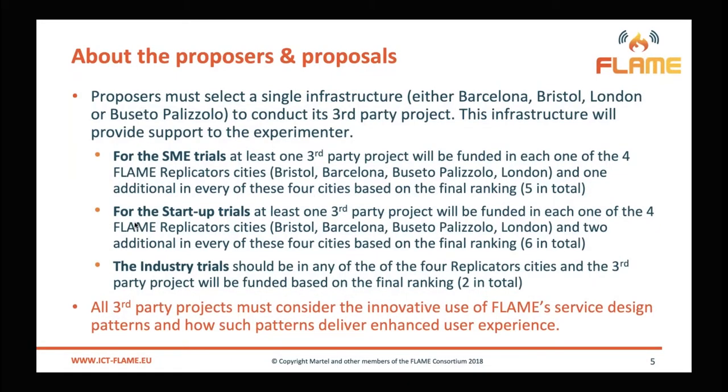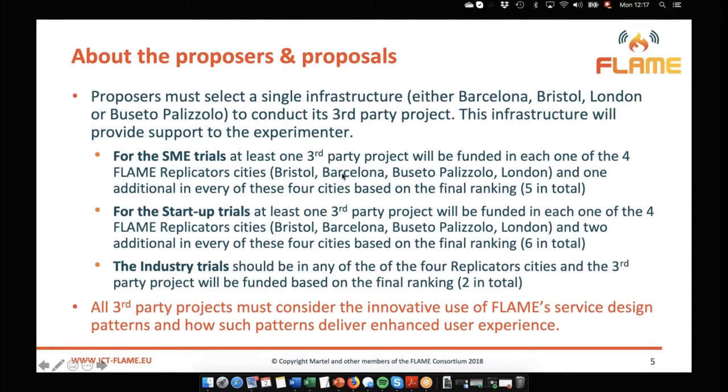And about the cities that you're going to select, as presented so far, we have 4 cities: Barcelona, Bristol, London, and this area in Sicily. Now for the SME trials, you have to select one of them. Since we have 5 in total to be funded, we will have, of course, 1 for each one of the cities, and the 5th one will be based on the ranking, so either in Bristol, Barcelona, Sicily, or London. For the startup trials, it is again the same. We will have at least 1 in Bristol, Barcelona, London, and Sicily, and the 2 additional ones will be based on ranking. And the industry trials, since we have only 2, will be totally based on ranking in each one of these 4 cities.